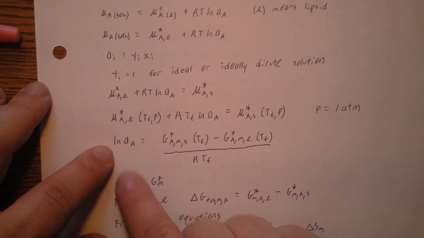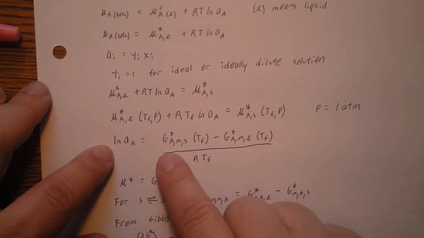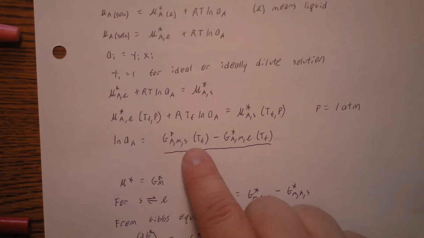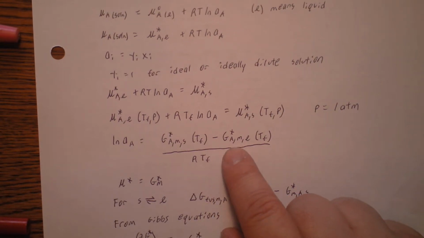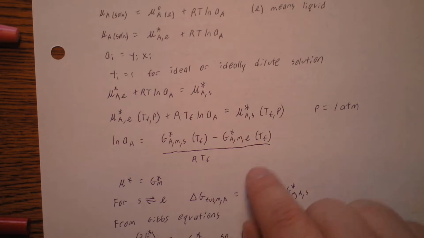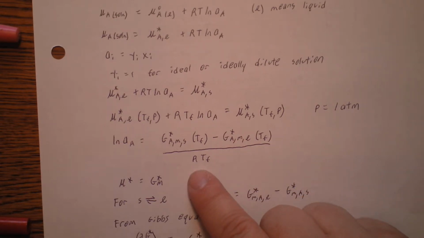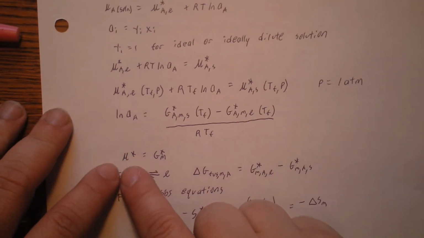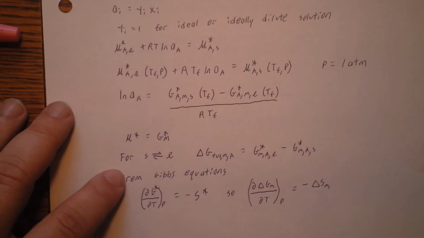Now the natural log of the activity of A, then, is equal to the molar Gibbs free energy of the solid form of A in the pure form at the freezing temperature, minus the molar Gibbs free energy in the liquid phase of the pure substance at the freezing point temperature, divided by R times T_F. Now remember, the chemical potential of the pure substance is equal to the molar Gibbs free energy of the pure substance.